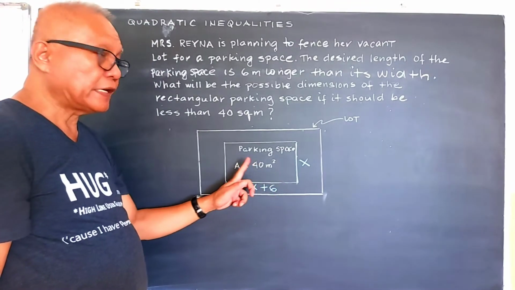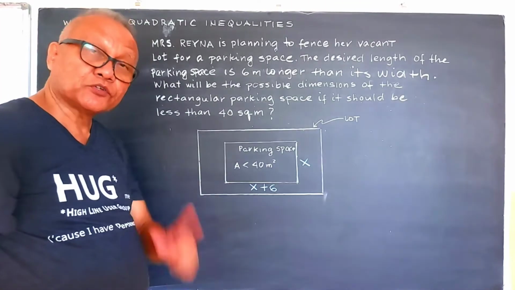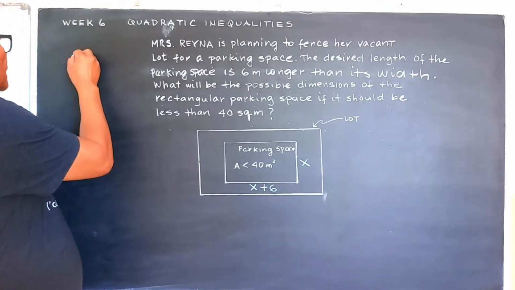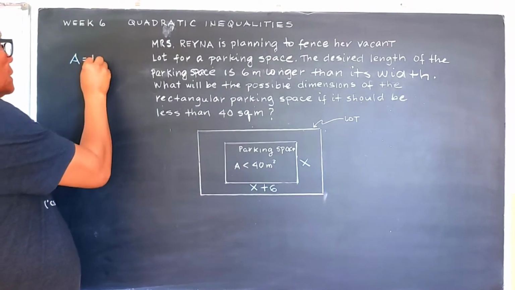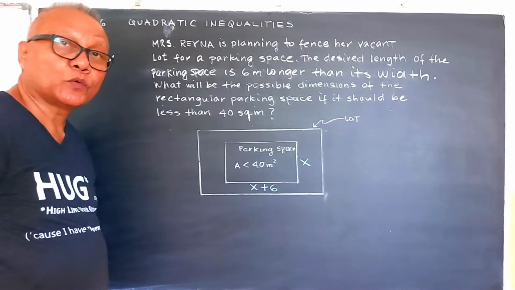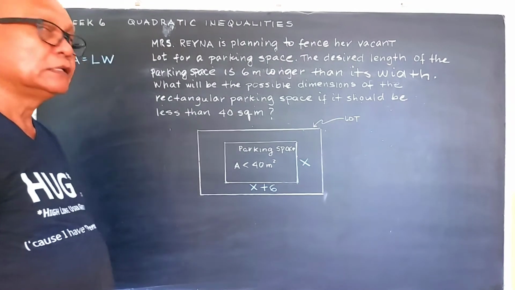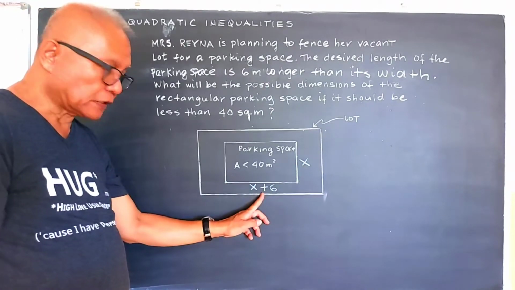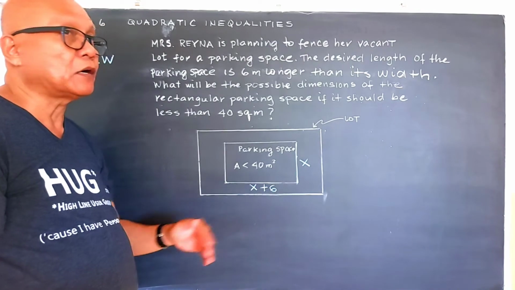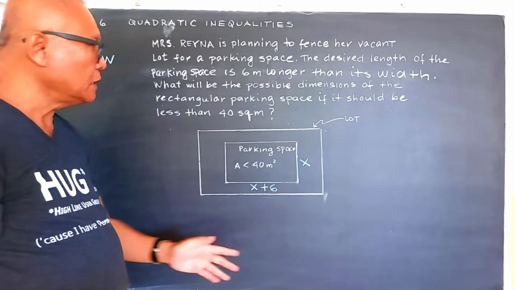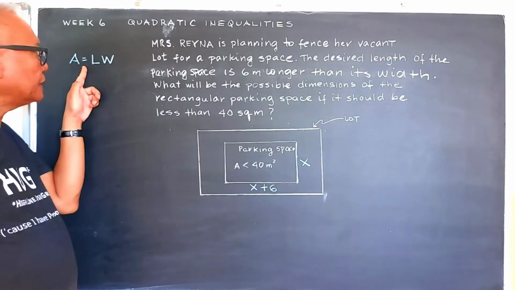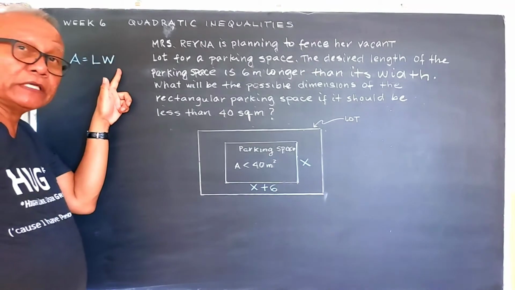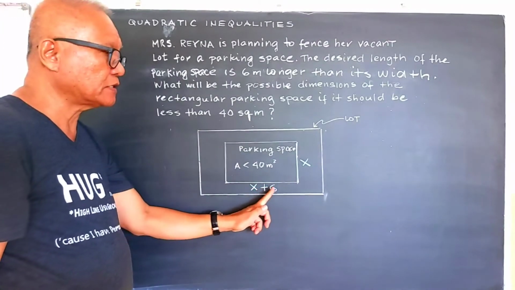Now, if we have a rectangle, we know its formula. We should know the formula for a rectangle. It's length times width. So I'm going to write here, area is length times width. That is the area of our rectangle. After we have our representation, then we need to make our equation. So how do we make that one? From here, we know that area is length times width, and we have already represented the length and the width, which is x and x plus 6.